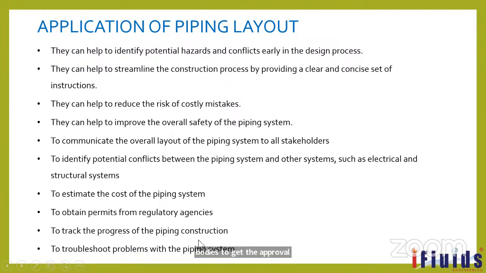To track the progress of piping construction, while you are constructing the plant, every month or 2 weeks we will look at the piping layout, and we can see how the progress is going.